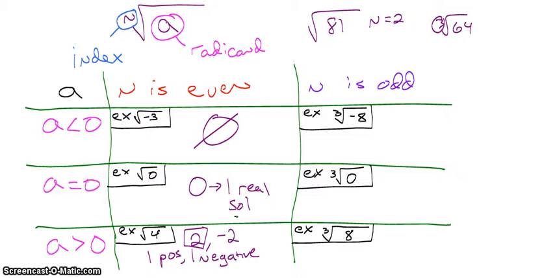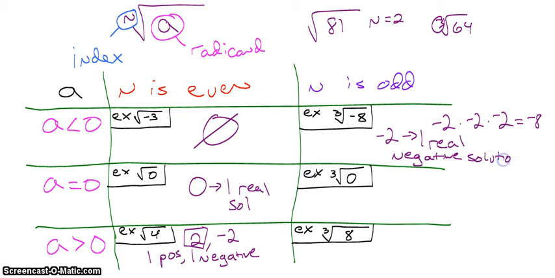If our index is odd, say the cubed root of negative 8, well, I can do negative 2 times negative 2 times negative 2, and that will give me negative 8. So I can get an answer. I have one real solution, and it's negative. Alright, say our radicand was 0. Cube root of 0, just like the square root, it's still 0, so I have one real solution. And again, it's neither positive nor negative, it's just 0.